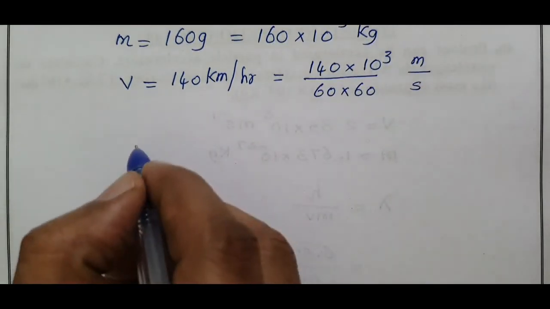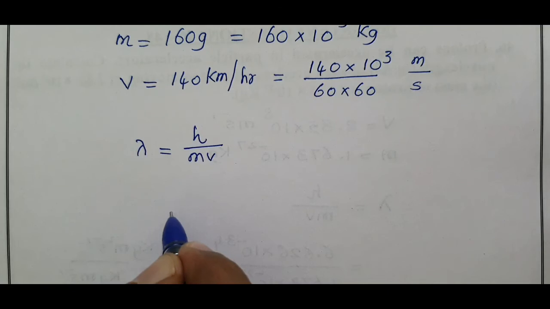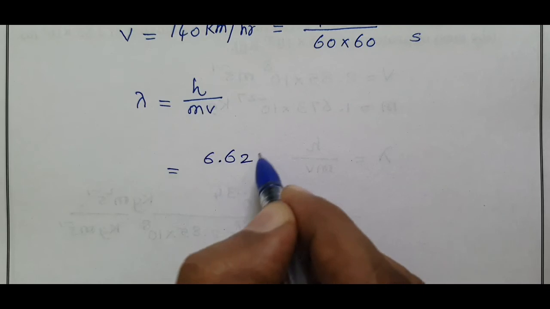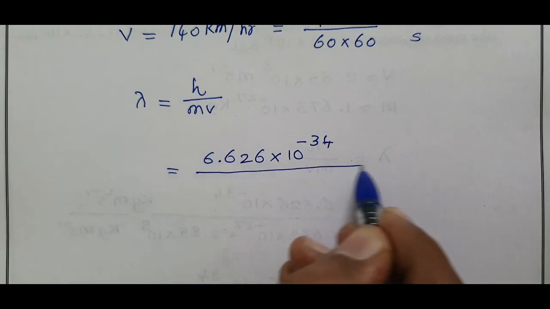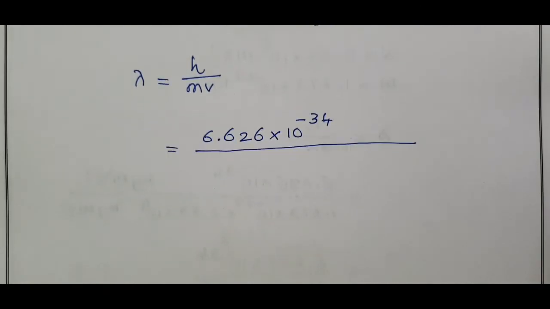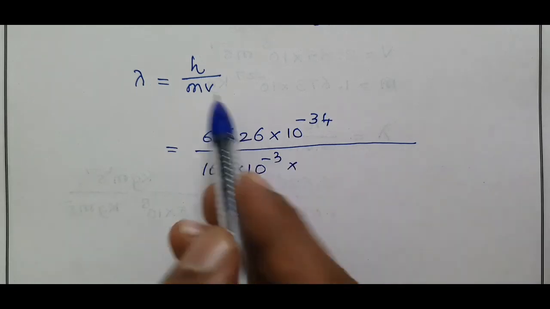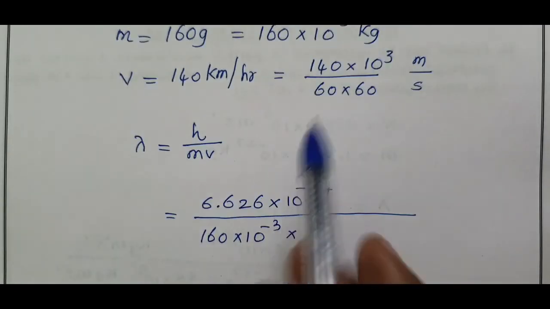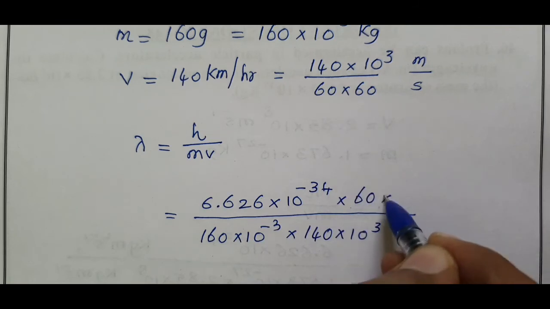Now I write the lambda formula: lambda equals h by mv. That is equal to the h value, 6.626 × 10^-34, divided by the mass, 160 × 10^-3, into the velocity value. When you substitute here, velocity is 140 × 10^3 divided by 60 × 60.